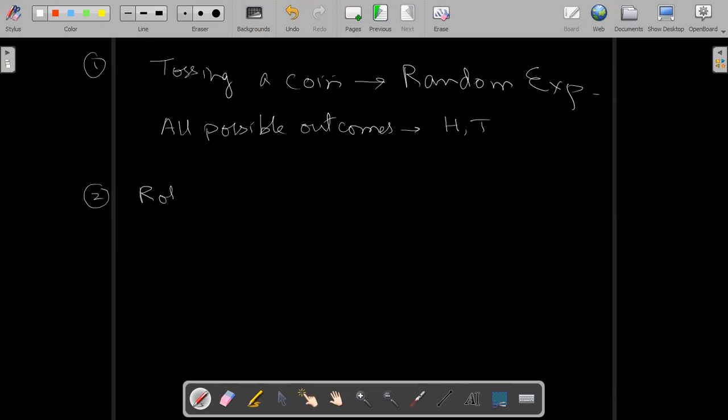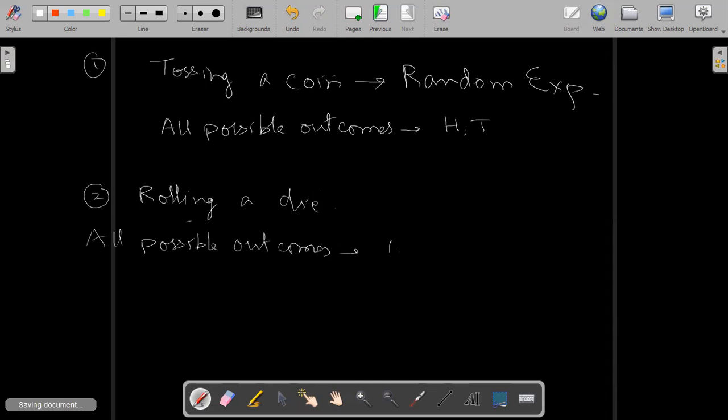If we are rolling a die, what are the possible outcomes? We have to write what the possible outcomes are. When you are rolling a die or throwing a die, you can get one, two, three, four, five, or six. So these are the possible outcomes.